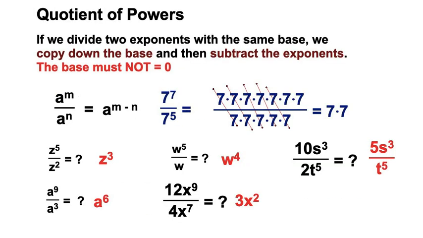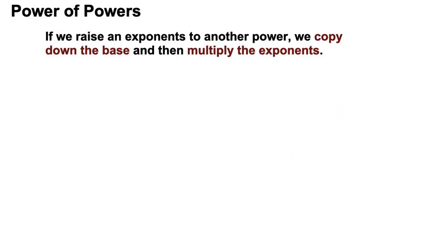When we divide, we subtract exponents. How about when we raise a power to a power? So we're going to take a power and raise it to a power. Now we are going to copy down the base and multiply exponents. A to the m power raised to the n power is a to the m times n.